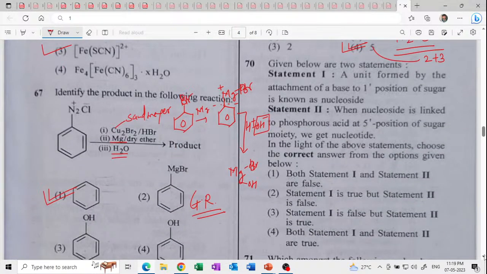Given below are two statements. A unit formed by the attachment of base to one prime position of sugar is known as the nucleoside. Yes, this is a true statement. This is correct. One prime position of sugar, nucleoside. Yes, this is correct. When nucleoside is linked to phosphorus acid at the 5 prime position. This is very important. 1 prime position and the 5 prime position.